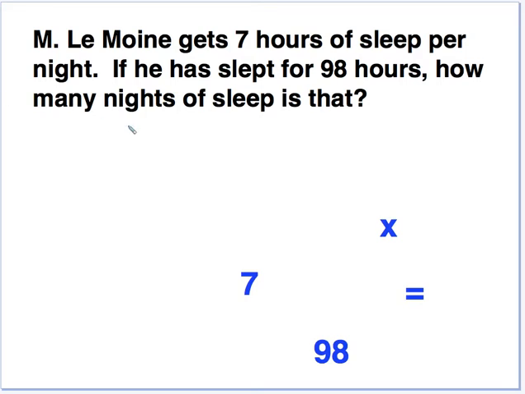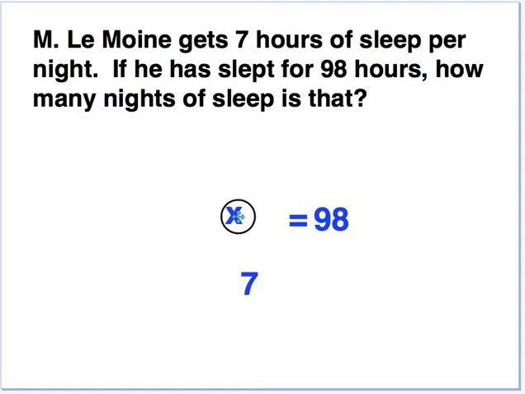The very first thing you got to do is figure out where does this variable go? The variable typically follows words like how many, how much. So how many nights of sleep is that? That's what we're looking for here. That's our x. We know that he sleeps for 98 hours, so the total amount is 98. And whenever you see or hear the word is, that is the equal sign.